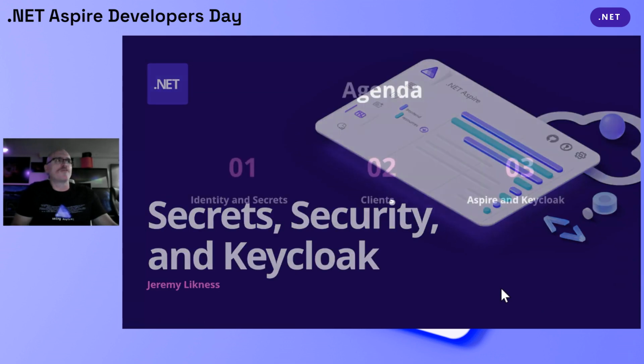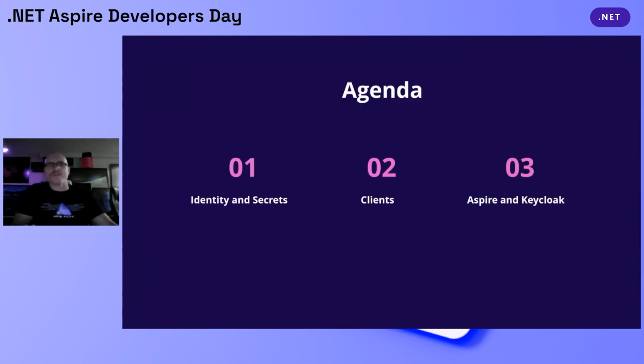So you've probably seen this wonderful agenda slide, but what I'm going to cover with you is an overview of identity and secrets, especially for those of you who might be newer to auth, authentication and authorization, and all of the four-letter acronyms that go with security. And then I'm going to talk about the importance of understanding the type of client you're working with, because Aspire can span different clients. And then we'll look at Aspire and Keycloak as an example.